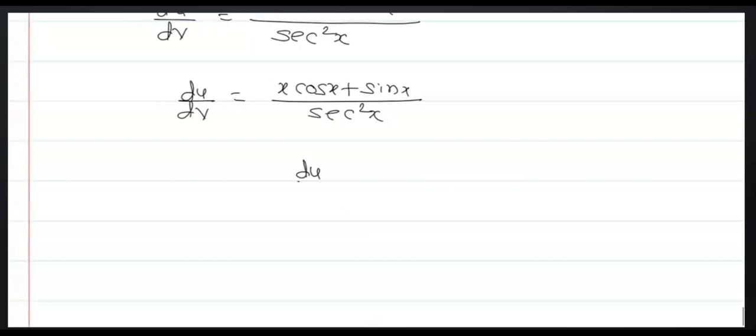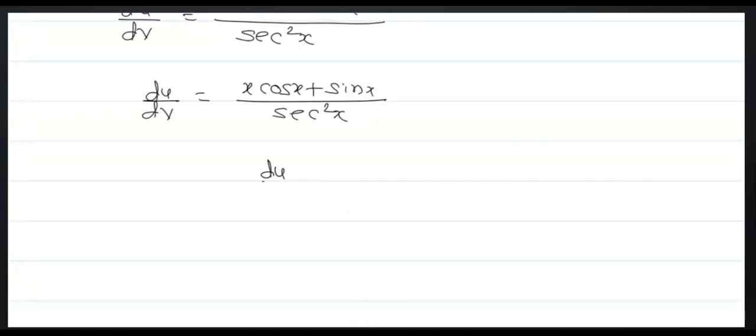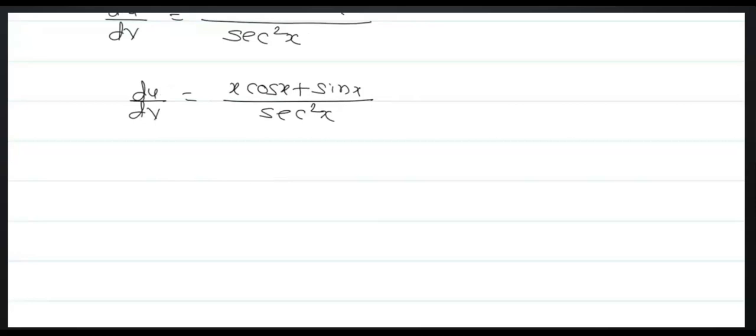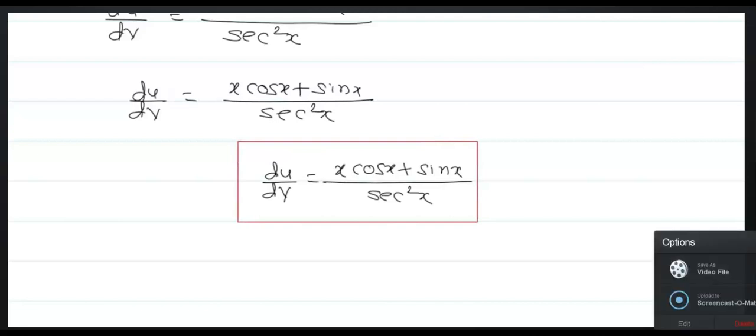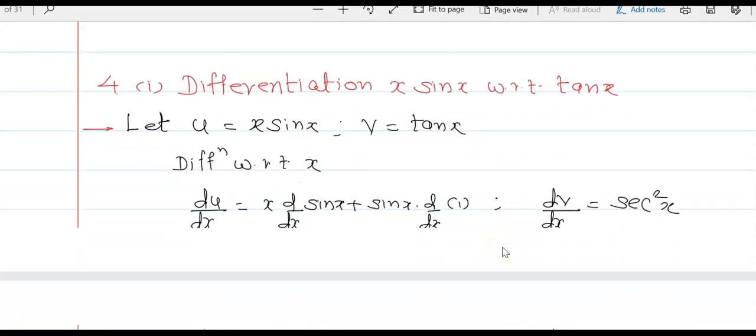Very simple. We'll find out the derivatives. Therefore you can solve this. du upon dv is equals to x cos x plus sin x upon sec square x. Next is, I will scroll down, you can write the answer.